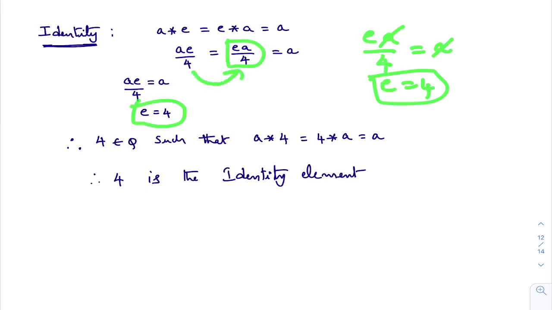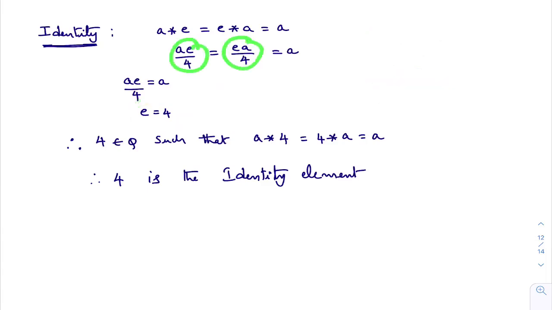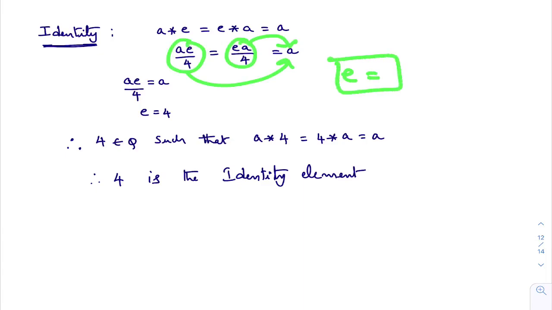As they are commutative, as these two are equal, no need to take both. In case you do not know whether these two are equal or not, then you should take this equal to this, and this equal to this, and try for the E value. Only if both E values are the same do we say that the identity element exists.